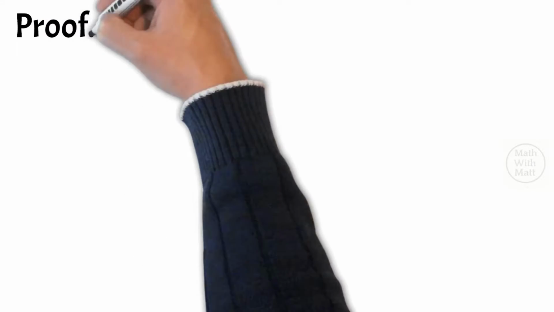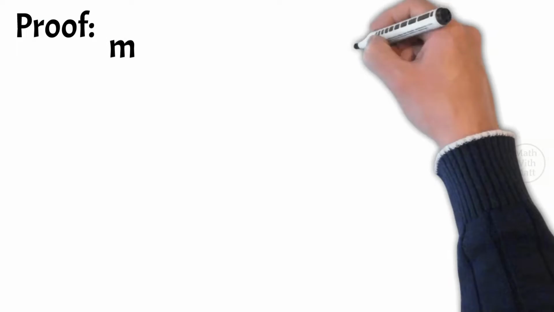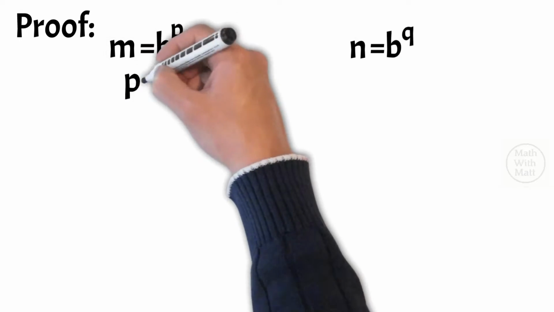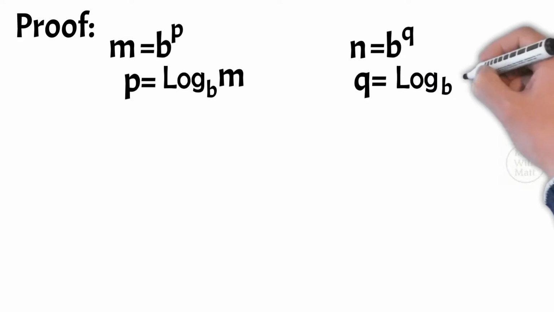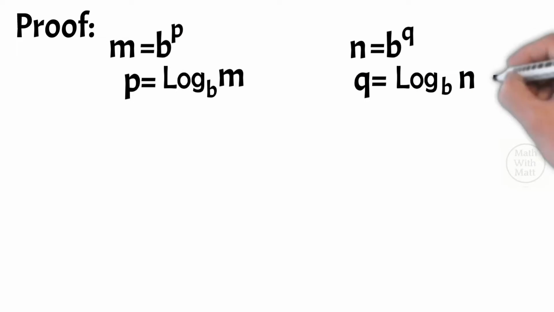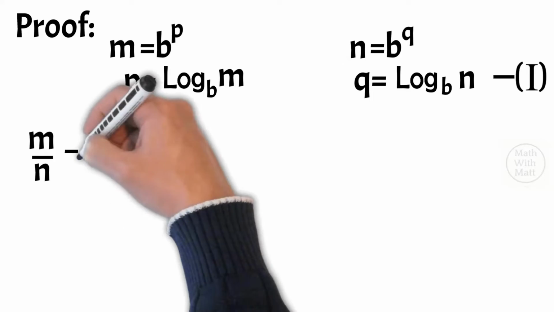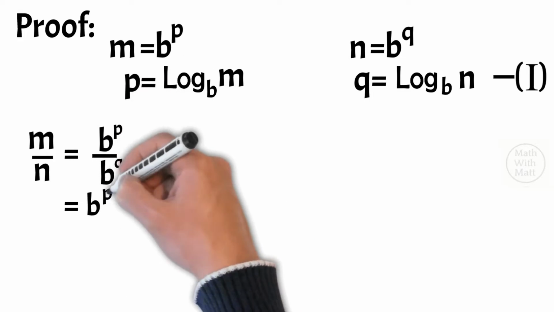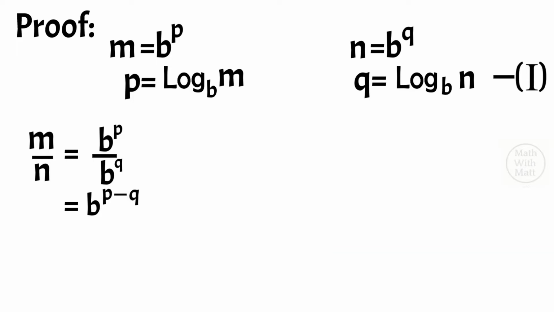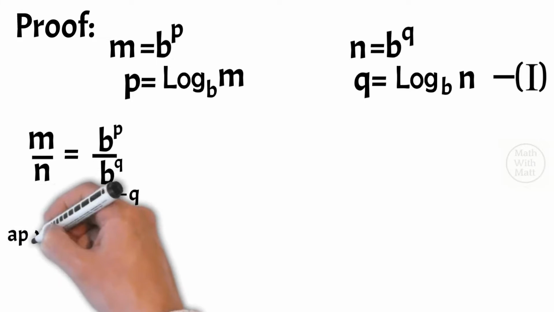We will prove this law using the same method we used to prove log of product. We use two numbers, m and n, where m is b to power p and n is b to power q, and their respective logs can be given as follows. And we state this as equation number 1. Now we divide m and n. And as we had seen earlier in laws of indices, division of two same numbers with different powers leads to subtraction of their powers. Now apply log to the entire equation.